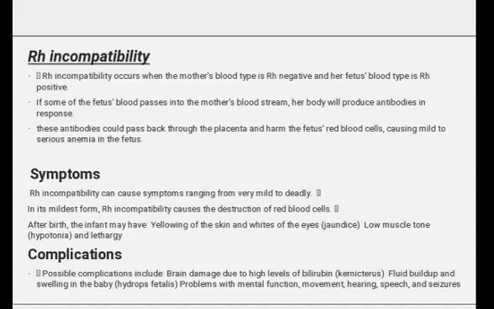Therefore, anemia can occur. Symptoms of these reactions: Rh incompatibility can cause symptoms ranging from very mild to deadly. In its mildest form, Rh incompatibility causes the destruction of RBCs. After birth, the infant may have yellowing of the skin and whites of the eyes, that is, jaundice, as well as low muscle tone and lethargy.